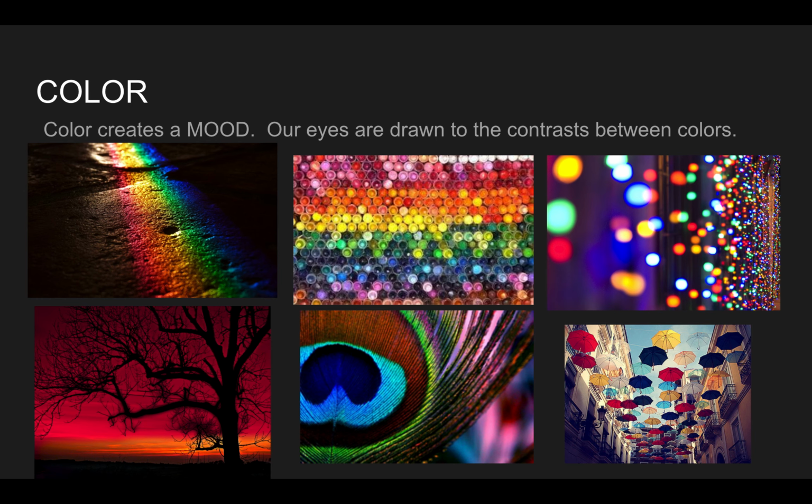The first one we're going to speak about is color, and I think that's probably one of the easiest elements to talk about because we see color every day, and color creates a mood. Oftentimes, our eyes are drawn to the contrast between some colors. Colors can show repetition. They can have a contrasting mood to them. Colors can be seen in a natural environment, in an artificial environment. Color can be used in any sort of situation.